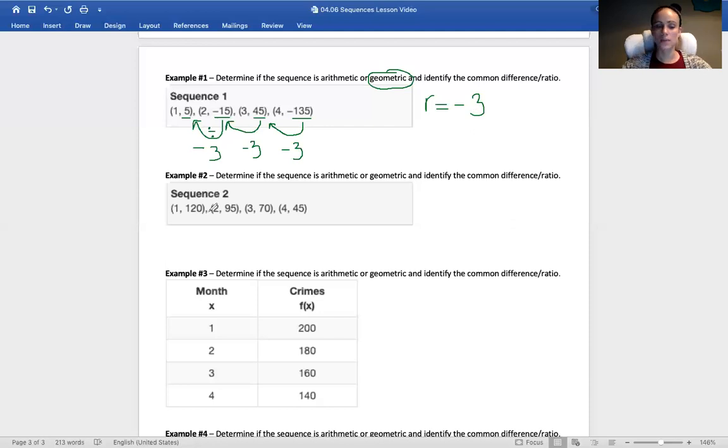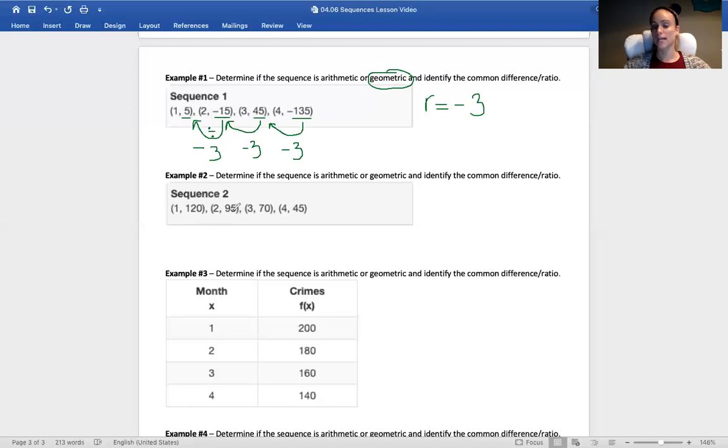All right, let's check out example number 2. Same set of directions: determine if the sequence is arithmetic or geometric, and then identify the common difference or ratio. These are also written as ordered pairs. Remember, your x values, your input, is the term. So my first term has a value of 120.